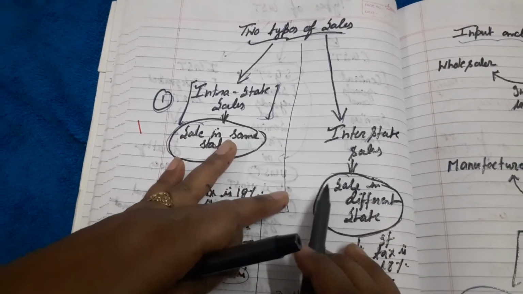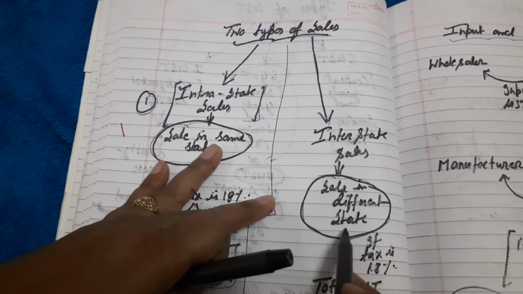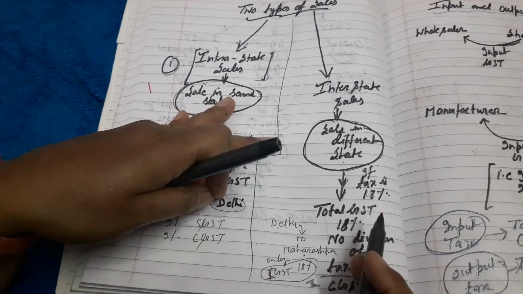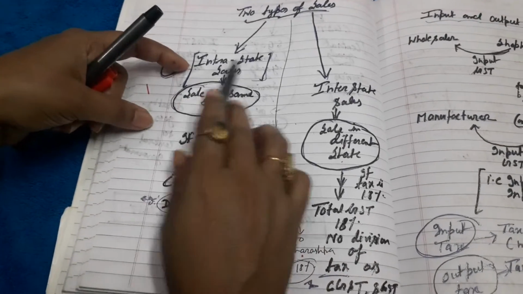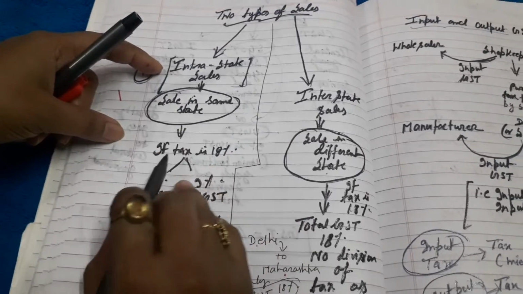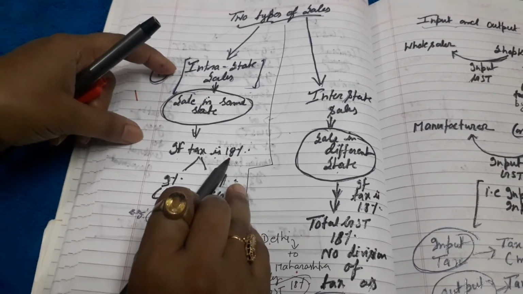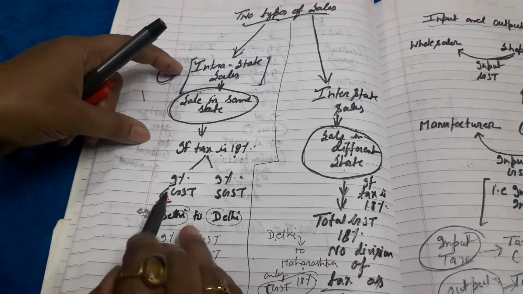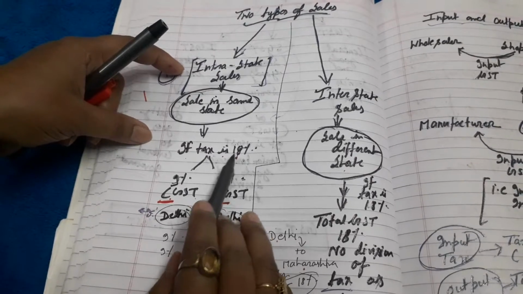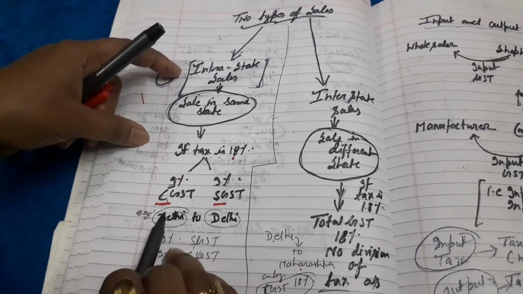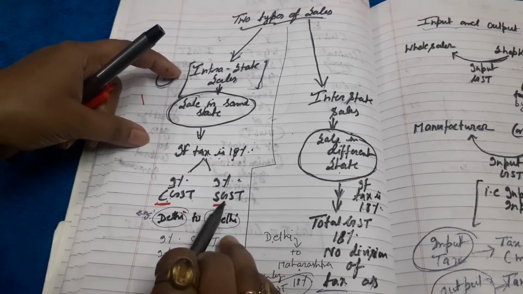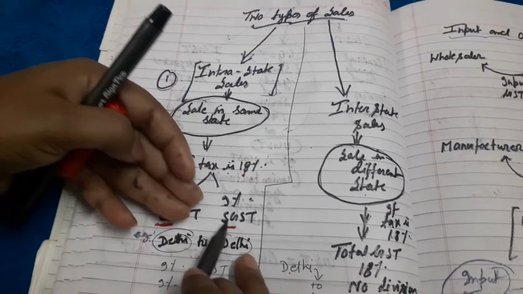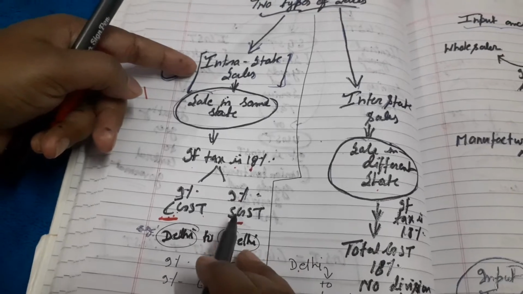If the selling is from one state to another state, like I have written from Delhi to Maharashtra, then what happens? Let's see. First case, intrastate. When the sale is in the same state and the tax is 18%, it will be divided into two equal parts. 9% GST is for central government and 9% for state government. 18 divided into two equal parts, that is 9% CGST and 9% SGST. It means whatever tax is there, 50% will go to central government and 50% to state government if selling is intrastate.